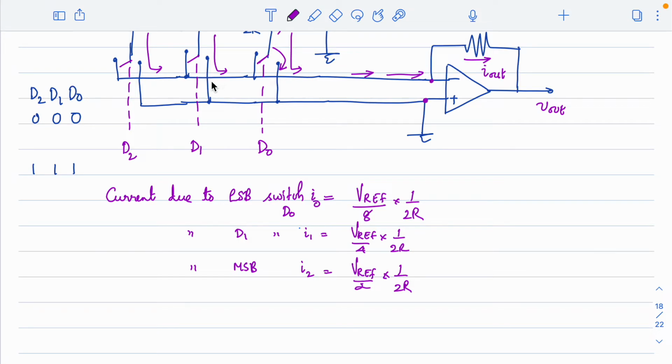If the D1, the second switch, is closed, you will be getting only the current through that branch, and if the MSB switch is closed, we will be getting current only through that branch. Now, when the digital data varies from 000 to 111, it will be a combination of these: the current due to D0 plus the current due to this one, or this one. So all the combinations will come depending on the input digital data.